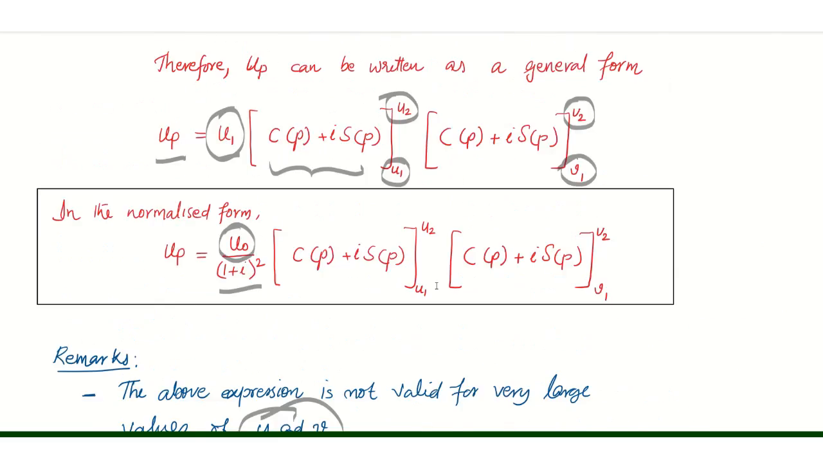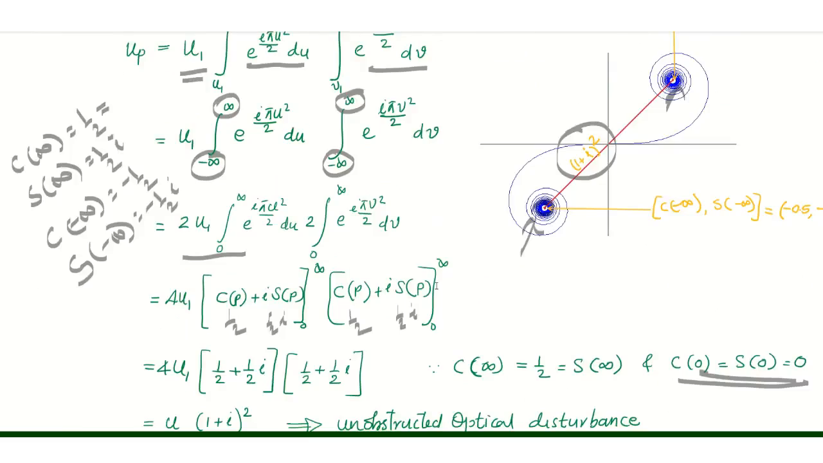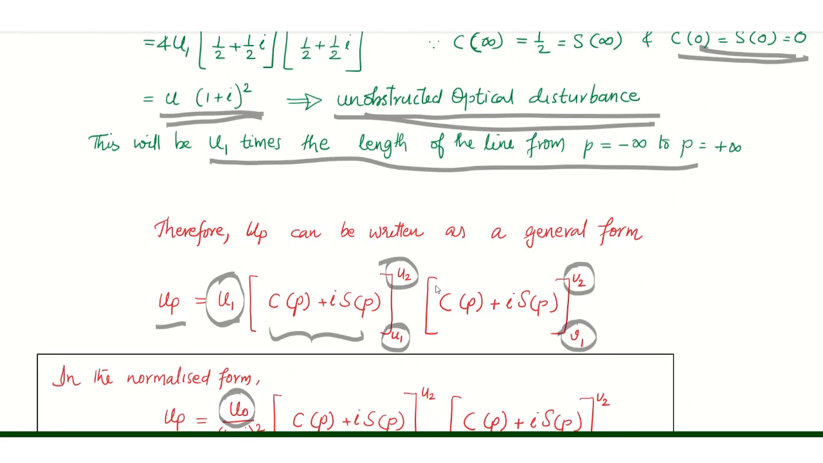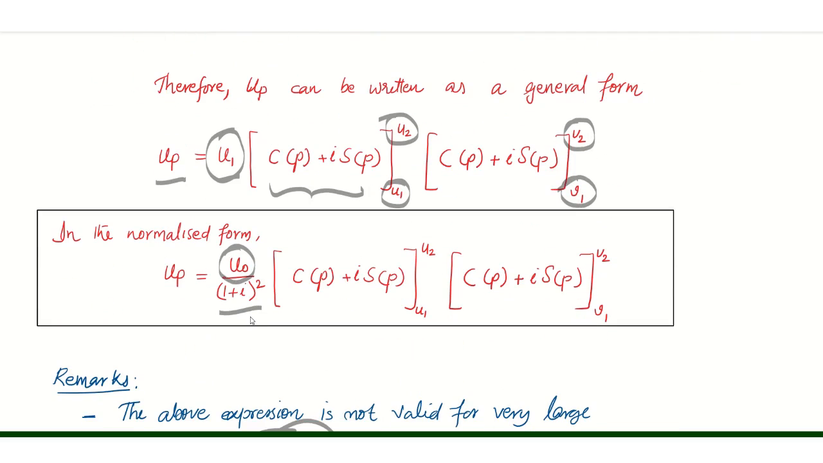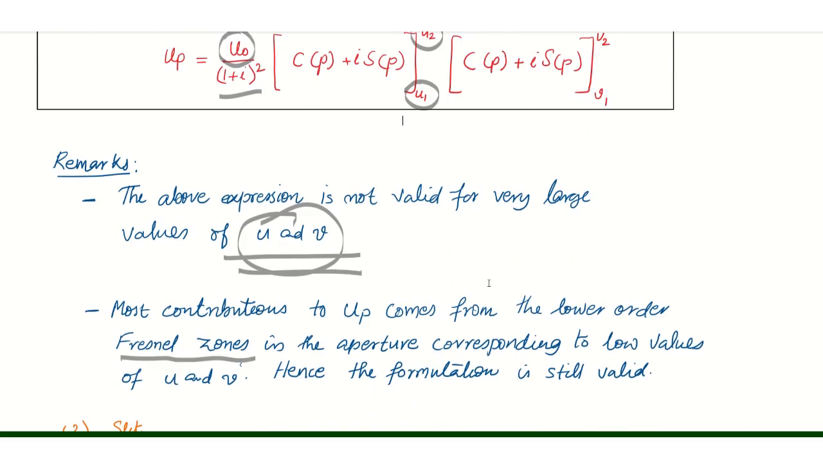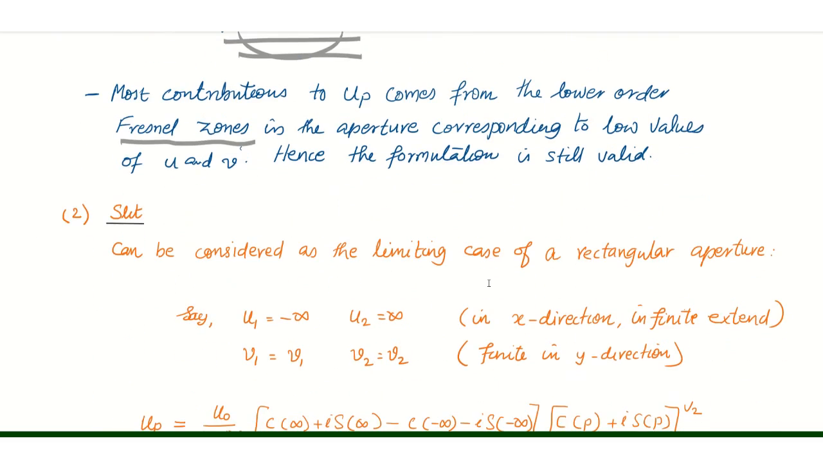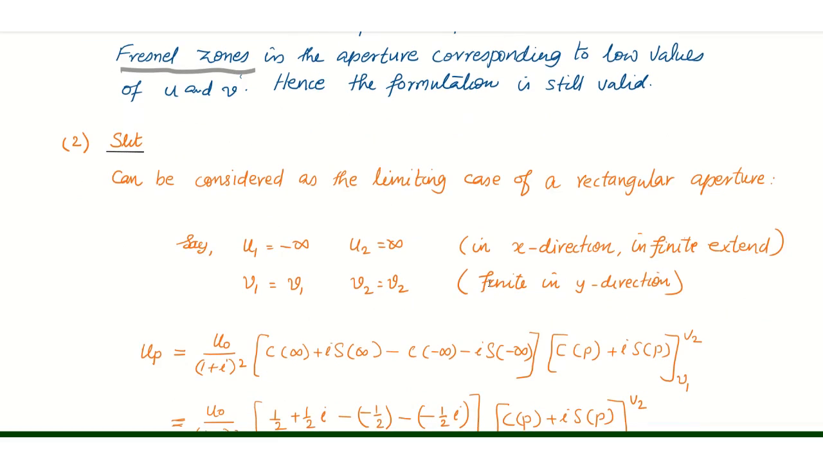What have we done here? We have used an infinite aperture to find the normalization constant, and then we used that normalization constant to find a general expression from U1 to U2, a finite aperture under Fresnel diffraction, starting from the Fresnel-Kirchhoff formula. Let's see how a slit will diffract light.